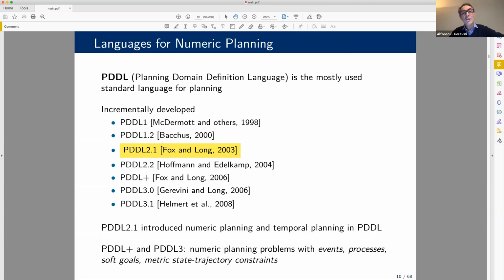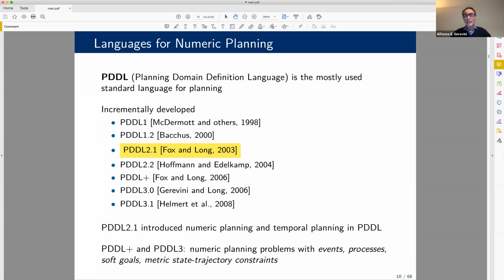PDDL 2.1 is just one version of a series of various versions of PDDL. PDDL, I'm sure that you have seen this language in previous lectures or labs, is the Planning Domain Definition Language, and it is the most used language in the planning community at the moment. It's a standard language that was first introduced by McDermott about 20 years ago, and then it was refined, enriched, and extended with new features, until the last version, that is PDDL 3.1. In PDDL 2.1, there was the introduction in the language of numeric planning and temporal planning, alone or combined, so metric temporal planning. In this talk, we focus only on the numeric part of PDDL 2.1.